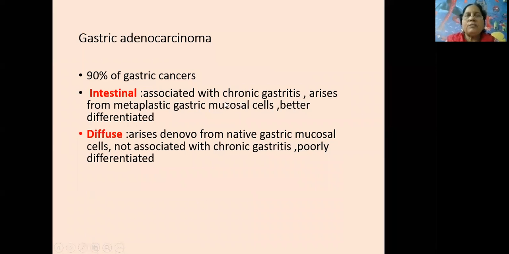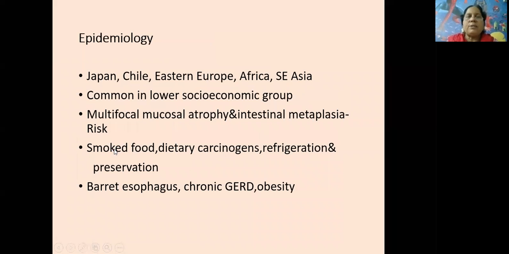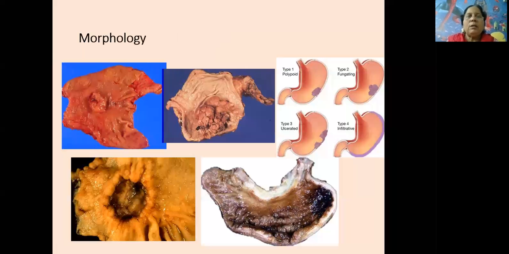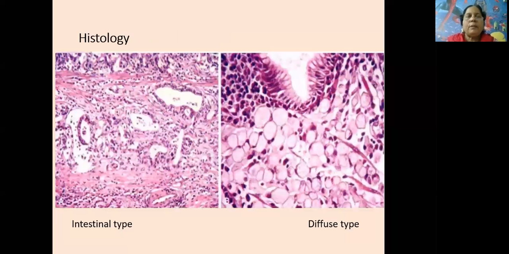There is associated with chronic gastritis, then arises from metaplastic gastric mucosal cell. I showed you, better differentiated. This you cannot differentiate, okay? So here, there are some glands. There is a mucosa. Of course, there is metaplasia, dysplasia. The perfect mucosa you are not able to see.